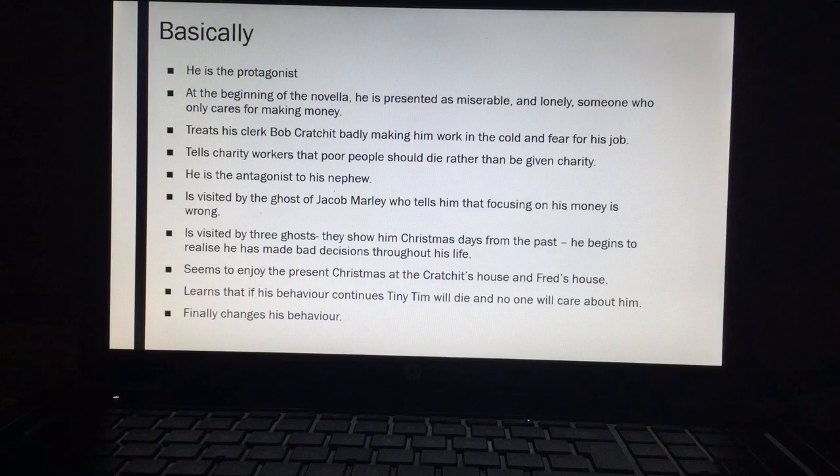We know that he's visited by the ghost of Jacob Marley, who tells him that focusing on his money is wrong. He's then visited by the three ghosts. They show him Christmas days from the past, and that is when he begins to realise that he has been making bad decisions throughout his life. He seems to enjoy the present Christmas at the Cratchit's house and Fred's house. He learns that if his behaviour continues, Tiny Tim will die and no one will care about him. And finally, he does change his behaviour.